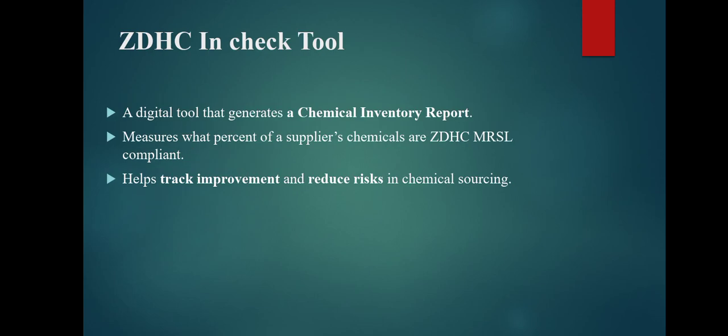The DAC In-Check tool. It is a digital reporting tool that helps factories measure and report their chemical inventory. Key features: it shows what percentage of supplier chemicals are compliant with the MRSL. Next, it generates a chemical inventory report that can be shared with brands and also assists in making improvements over time. Its main goal is to encourage accountability and promote a shift towards safe chemical sourcing.